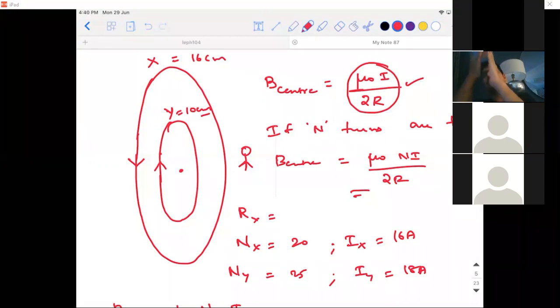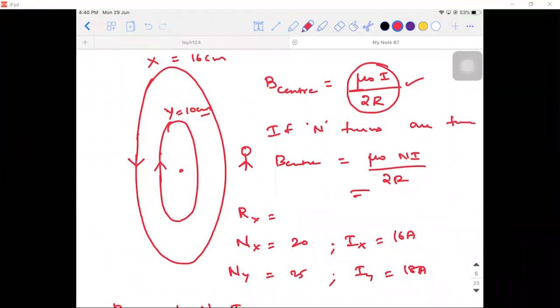Anti-clockwise means curl your fingers in the anti-clockwise direction, the magnetic field will be towards you. Clockwise means curl the fingers in the clockwise direction, the magnetic field will be away from you. So the person is here. With respect to coil X, the magnetic field will be towards him. With respect to coil Y, the magnetic field will be away from him. Are you able to understand? Yes, sir. Now with this, take the proper directions into consideration and tell me what is the final answer. Calculation part, I'm leaving it to you.